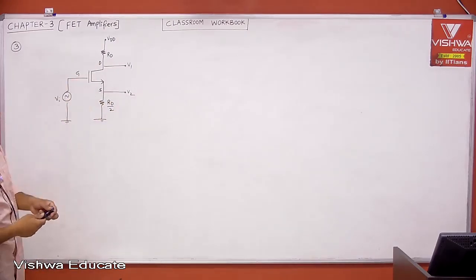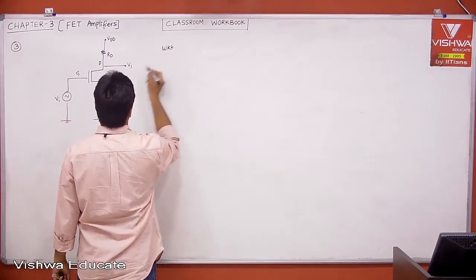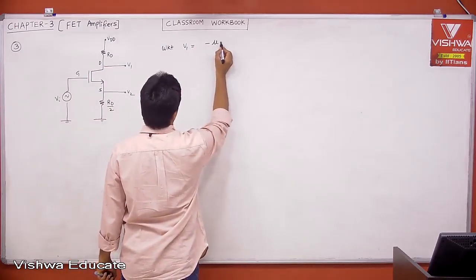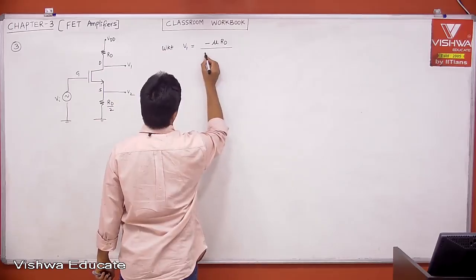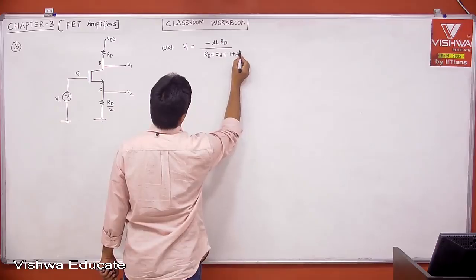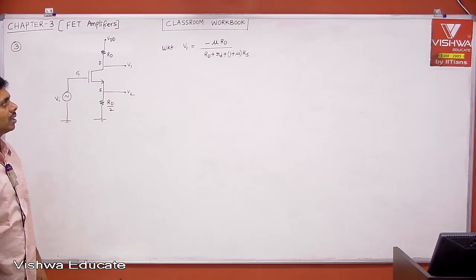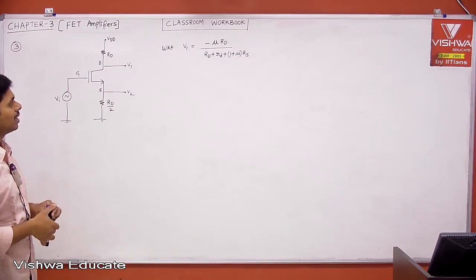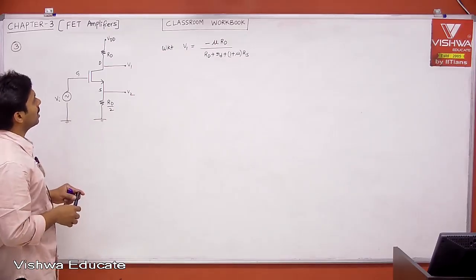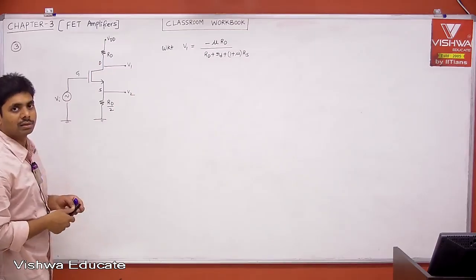Now to get the relationship between V1 and V2, first of all, what is V1? We know that, right? V1 is equal to minus mu into RD divided by capital RD plus small rd plus 1 plus mu into rs, right? If you follow like this, then you'll get V2. What is V2? Mu into rs divided by capital RD plus small rd plus 1 plus mu into rs, right? You'll get the answer.